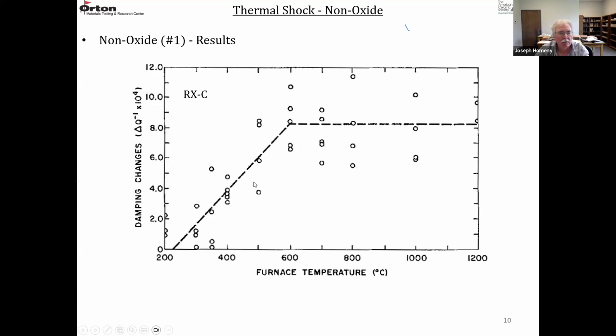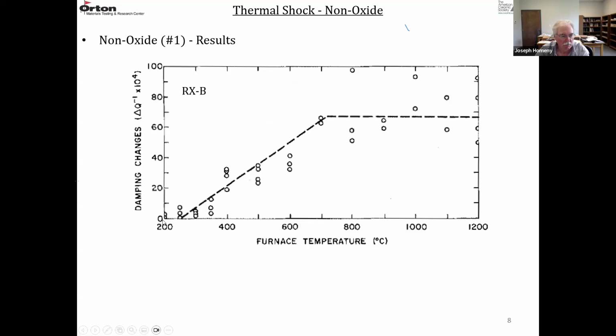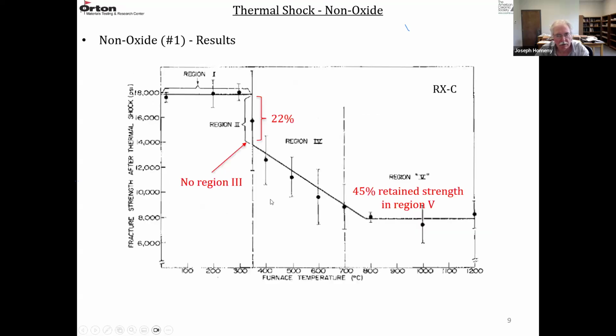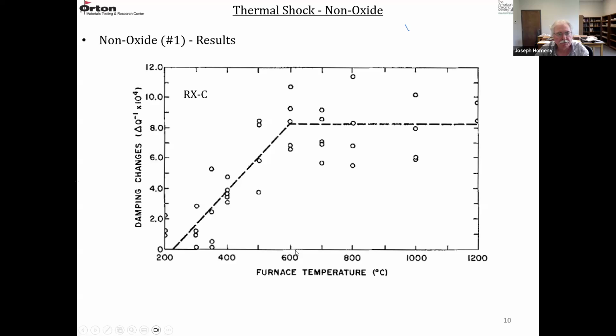And then if you look at the damping capacity changes, delta Q versus the furnace temperature, same trend. It increases to about 600 degrees C and basically levels off. But this y-axis here goes from 0 to 12, whereas this one went from 0 to 100. So there's a much bigger increase in damping capacity in the first material compared to this one.